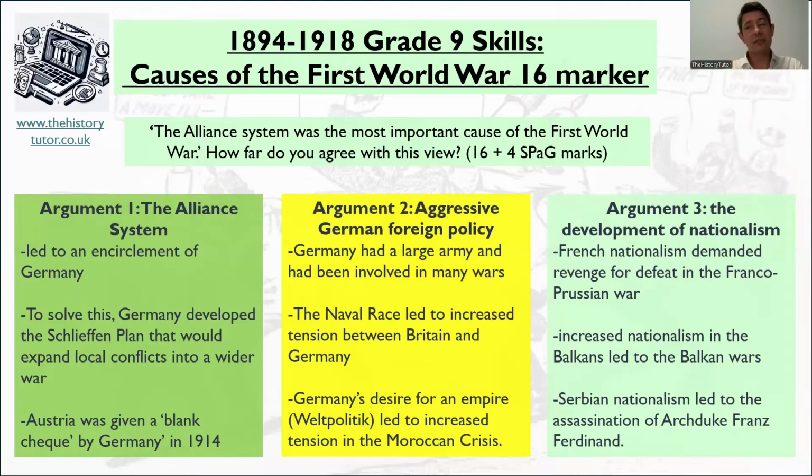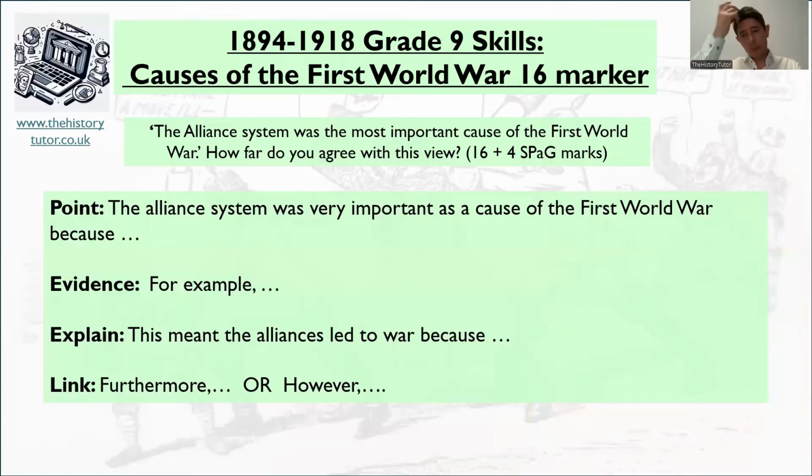And you can see that that's obviously really important in causing war. You could also refer to British nationalism as well, in response to the naval race. We'd call that idea jingoism, developing in Britain as they wanted to deal with Germany. So how do we structure this answer?